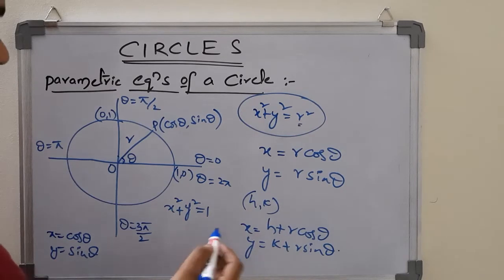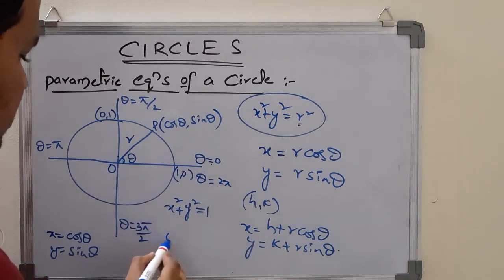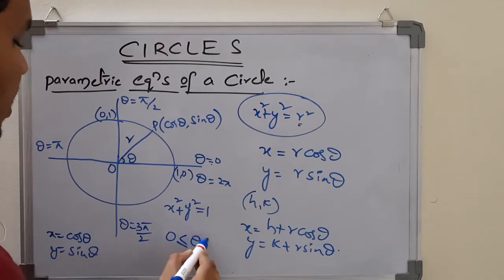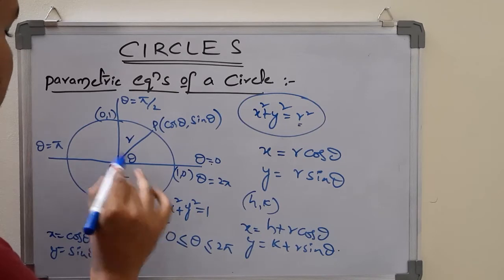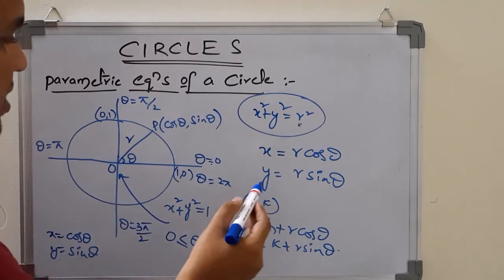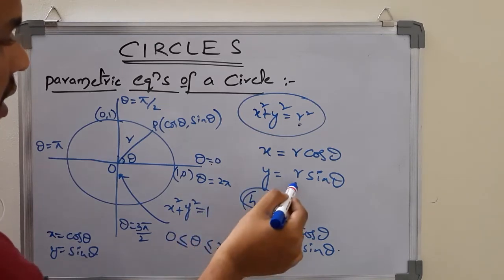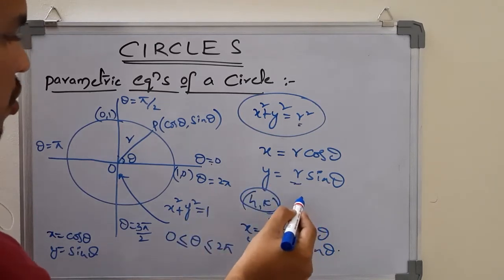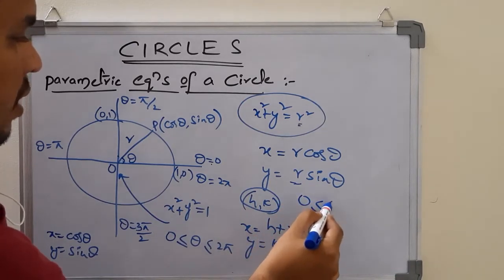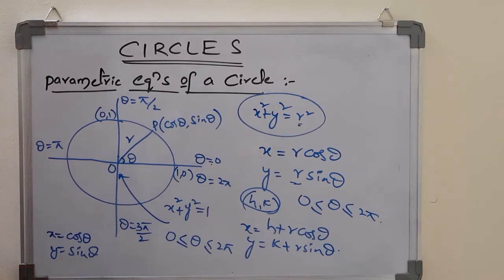The theta should lie between 0 and 2 pi, that is, 0 is less than or equal to theta less than or equal to 2 pi, with center (0, 0) and radius r equal to 1. As well, whenever the center is located at (h, k) and the radius is r, theta should lie between 0 and 2 pi. These are the parametric equations of the circle.